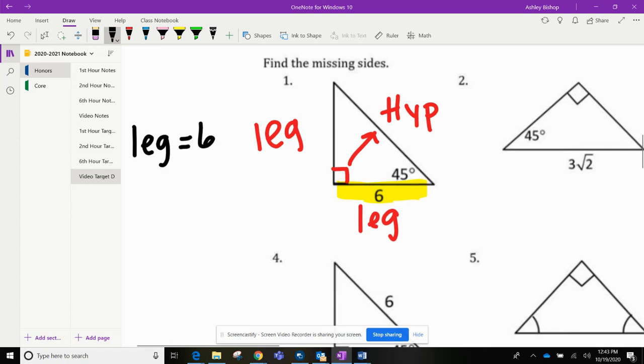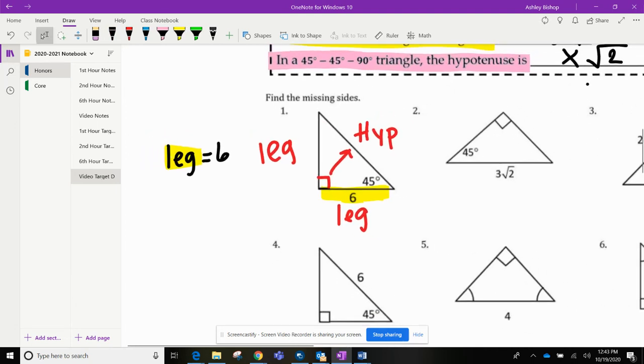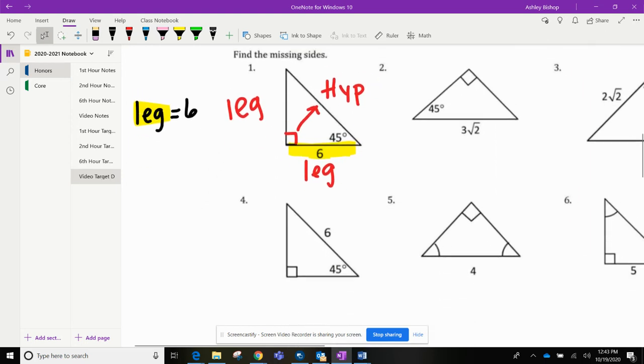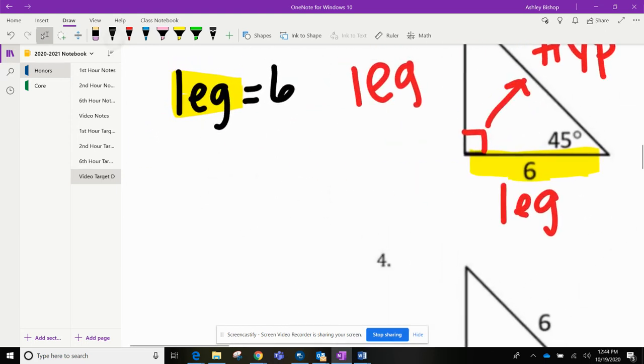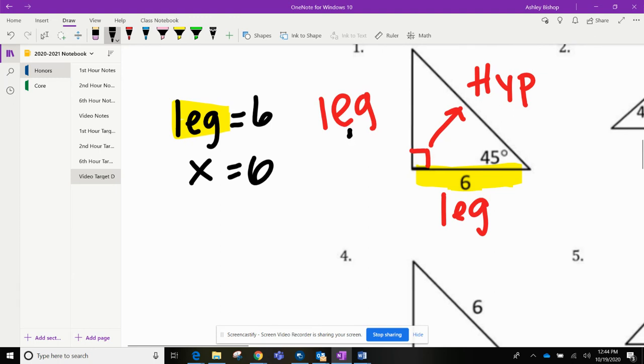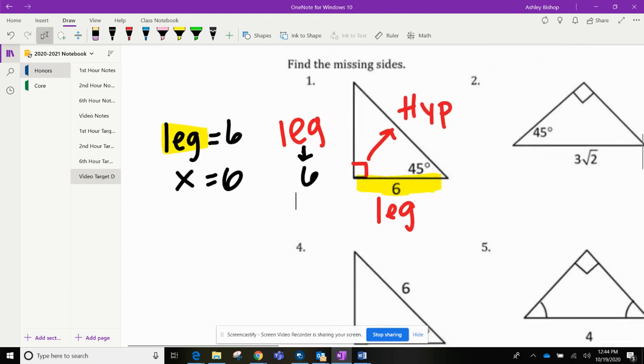Now you're going to take the word leg and substitute it in with the rule. What does the rule say for the leg? Well, in a 45, 45, 90-degree triangle, the legs are equal to x. So take the word leg and replace it with the rule. The rule is that it's equal to x. So x is equal to 6. Okay, so I solved for x and I want to find the missing side lengths. I know that my leg is 6. So this leg is 6. If this leg is 6, then this leg is 6, and I need to find my hypotenuse. Now that I know what x is, I can find my hypotenuse.